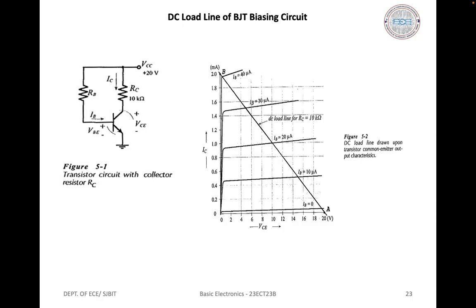So these are the normal bias polarities for the transistor junctions. The DC load line for the circuit in the figure is drawn on the device common emitter characteristics.